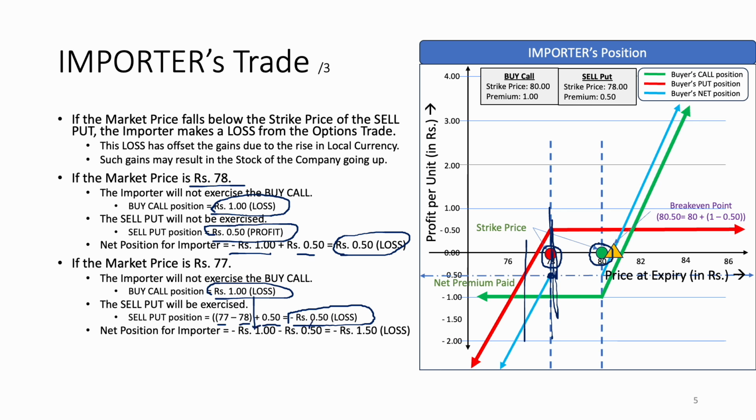So notice that this position is somewhere here where he is making a loss. As the market price keeps going downwards, the loss of the importer keeps increasing. However, this loss is covered up from the fact that as the market price goes down, the importer is at a benefit position from his importing of goods because he's buying at a lesser price. So this is offsetting that.